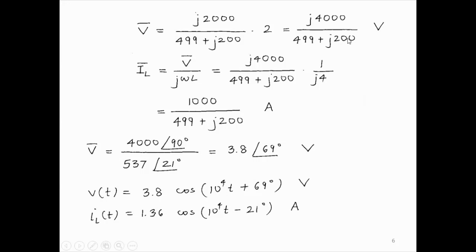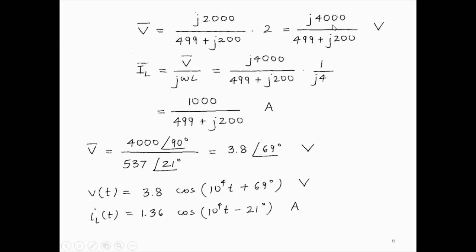Now, having found the answer, we want to convert this back to time domain. To convert it back, we must write this as a magnitude and a phase. So this is basically a fraction of two rectangular numbers. We convert them to polar. As I said last time, each of your calculators will do this. You'll have to figure out how to convert rectangular to polar.